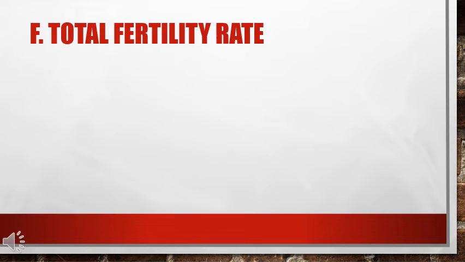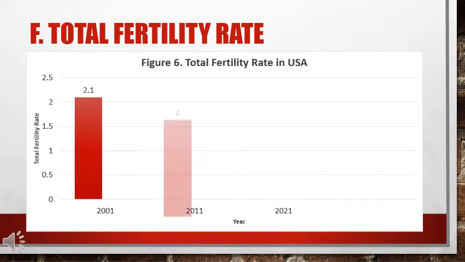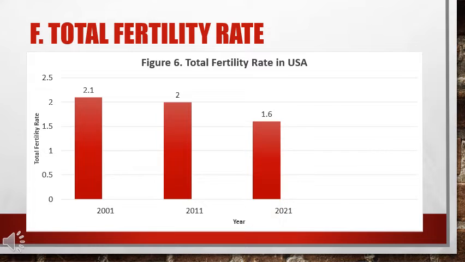The sixth figure shows the total fertility rate in USA. The total fertility rate in years 2001, 2011, and 2021 are 2.1, 2, and 1.6. The figure depicts that the total fertility rate from 2001 to 2021 is decreasing. It can be observed too that the rate of decline throughout the years is increasing.